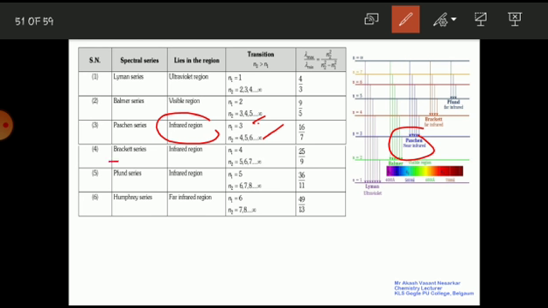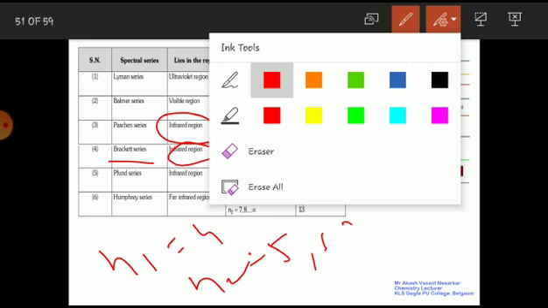Next one, the Brackett series. When an electron falls back from a higher energy orbital to the fourth energy orbital, it gives the Brackett series and it produces the infrared region. Here n1 is equal to 4 and n2 is equal to 5, 6, 7, 8 and so on.